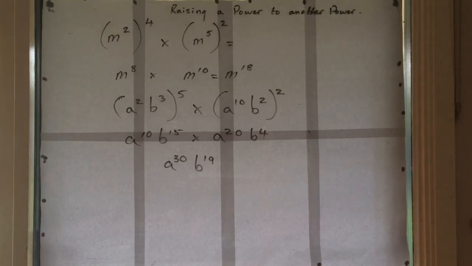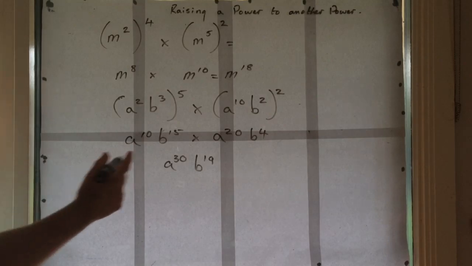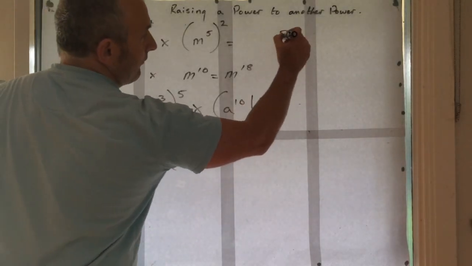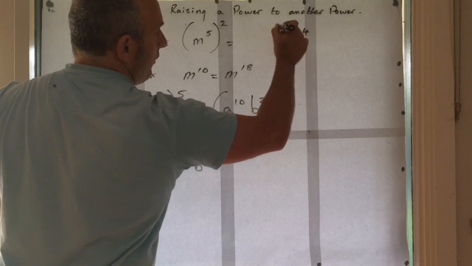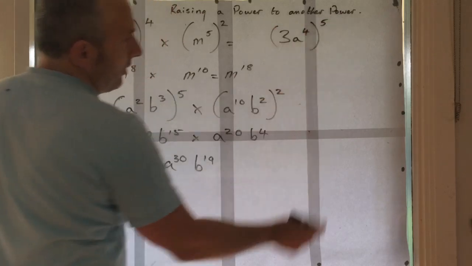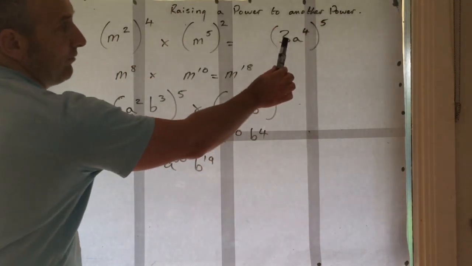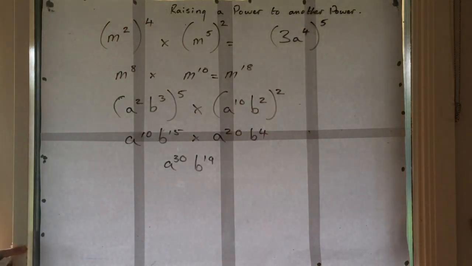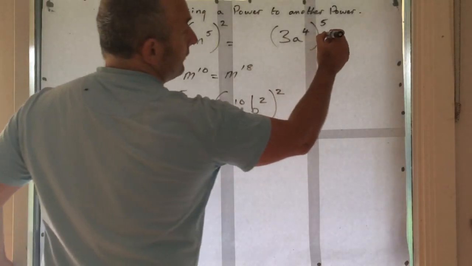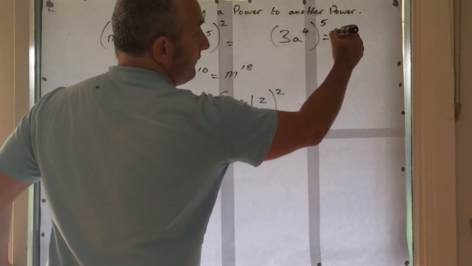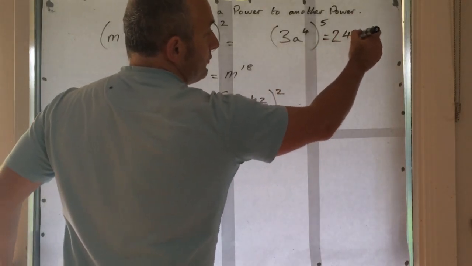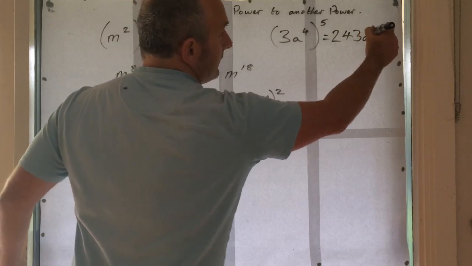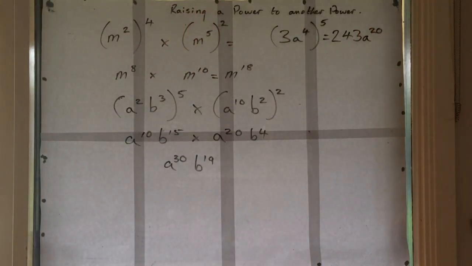So don't forget, if you get a question such as this, 3a to the 4 to the 5, we're going to be using our calculator. We need to do 3 to the power 5. Just put it in your calculator and hopefully you'll get 243. Okay, so this answer here, we'll be looking at 3 to the 5, do it on the calculator, 243, a to the 20. Good.